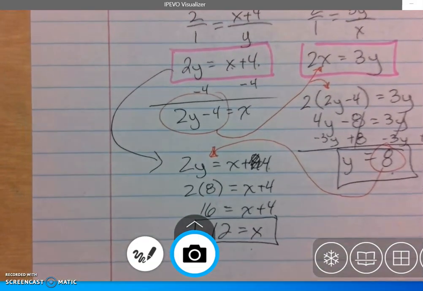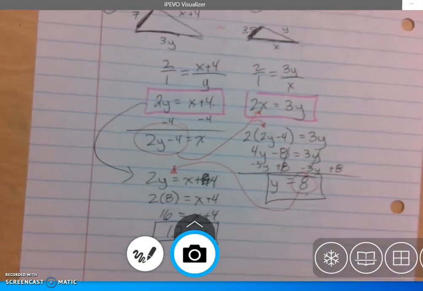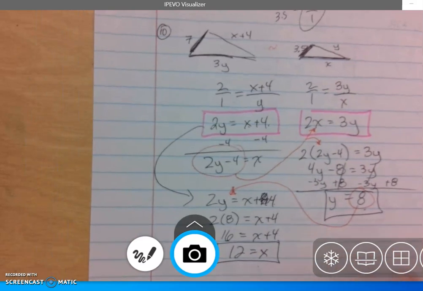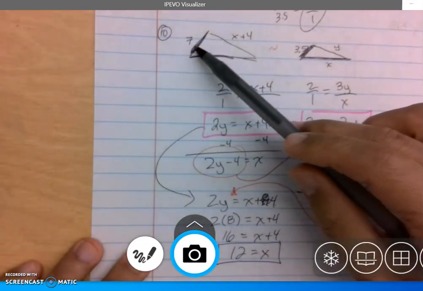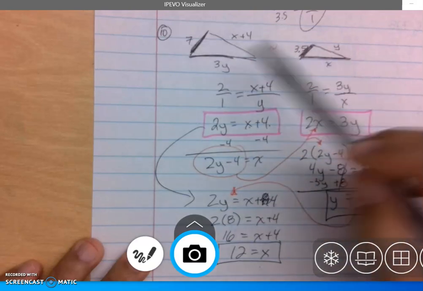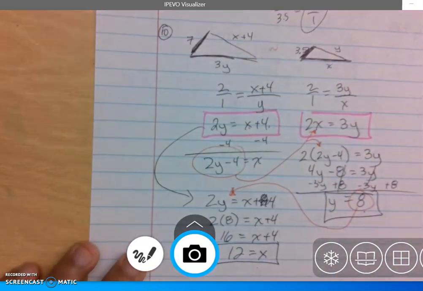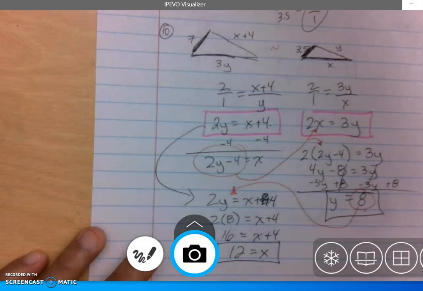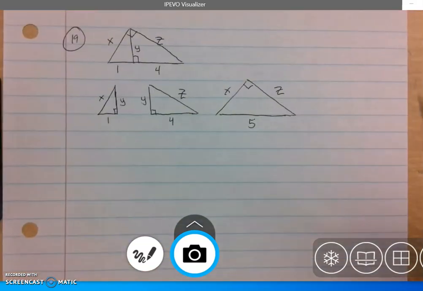Systems of equations. And again, most of this is algebra, but from the beginning it was 2 equations. 7 to 3.5, x plus 4 to y. Need another equation, 7 to 3.5, 3y to x. Then solve the algebra. Okay, number 19.